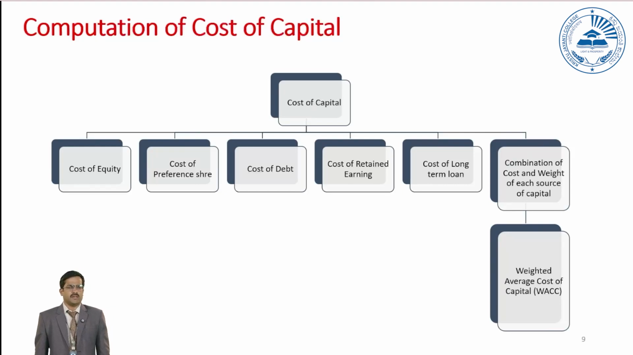So in the preference shares, the formula to calculate the cost of redeemable preference shares is: how much the company is going to pay as preference dividend, plus what is the redeemable value at the time of expiry, and at the time of issue what is the cost, that is the net proceeds, divided by n number of years, and the whole divided by the redeemable value plus the net proceeds, divided by 2.